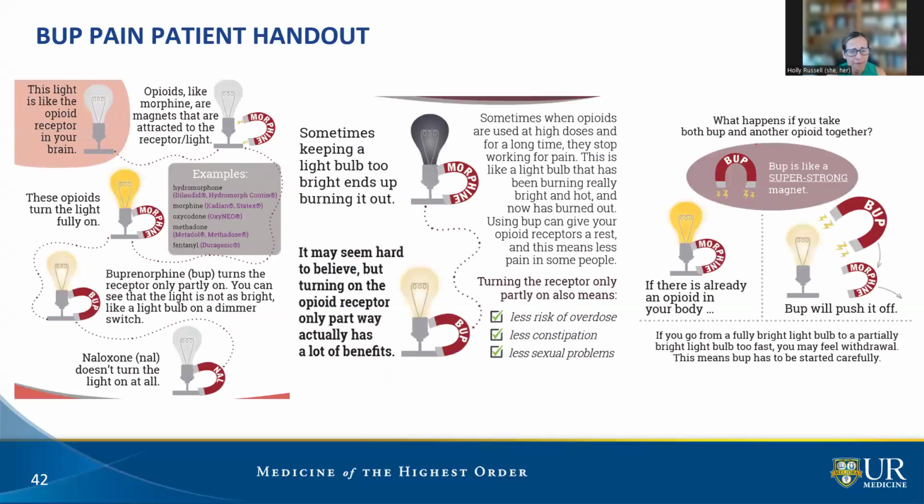This is a handout that we've modified from existing handouts that explains to patients about using buprenorphine for pain that I really like. I did not make up this magnet and light metaphor, but I really like the idea that the opioids turn the light fully on, but buprenorphine turns the light only partially on. So it's like a dimmer, and then naloxone doesn't turn it on at all. But sometimes keeping a light bulb on too long burns it out. So turning the opioid receptor only partially on has a lot of benefits. I think this is a great metaphor and can be very helpful for explaining the use of buprenorphine to patients.